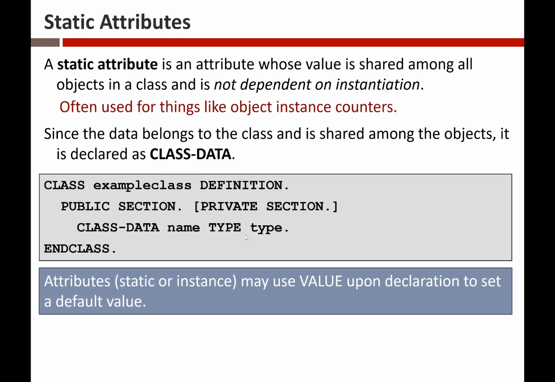You can use a default value here, just like we have seen with other attributes. You can do class-data, name, type, whatever, value, whatever, to specify a default value. The only thing that is distinct about a static attribute is the syntax we use to refer to it, but we will come back to that.